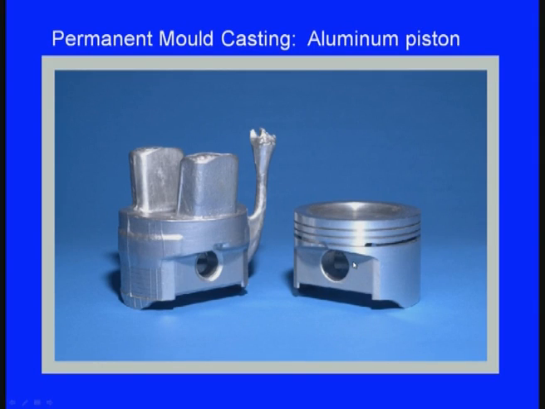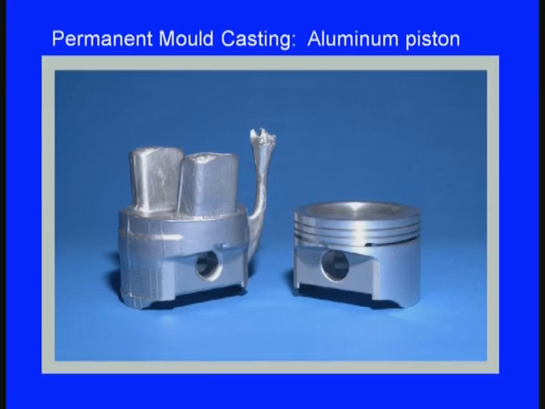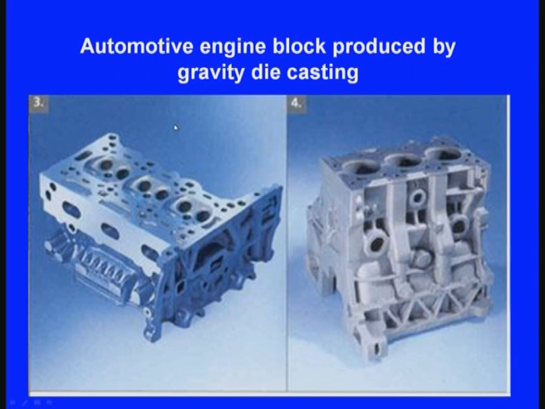Permanent mold, right? Here we can see aluminum pistons. These are made by permanent molding. And we can see here automotive engine blocks produced by gravity die casting. These are the engine blocks which are used in automotives, and they are made by the permanent molding process.